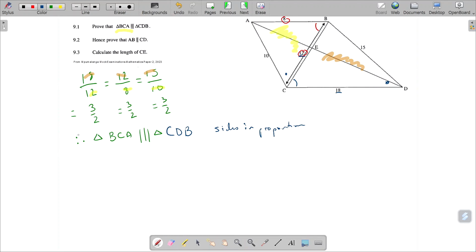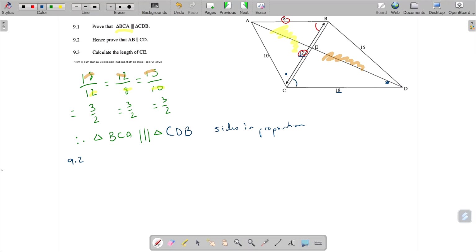9.2. Hence prove that AB is parallel to CD. Well, remember, we are saying that if the sides are in proportion and these triangles are then similar, we know that the angles are equal. But we've just gone and shown it in the picture as we were checking that angle ABC, therefore, angle ABC is going to equal BCD because the triangles were similar.